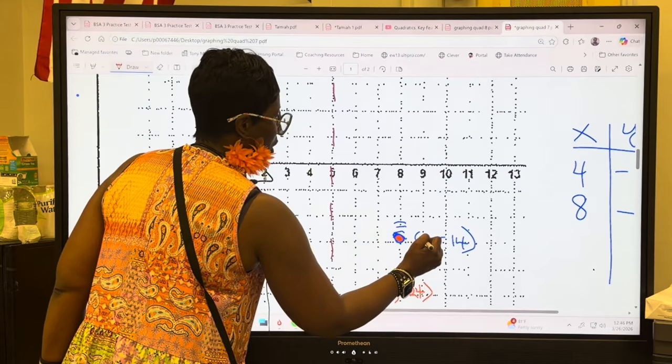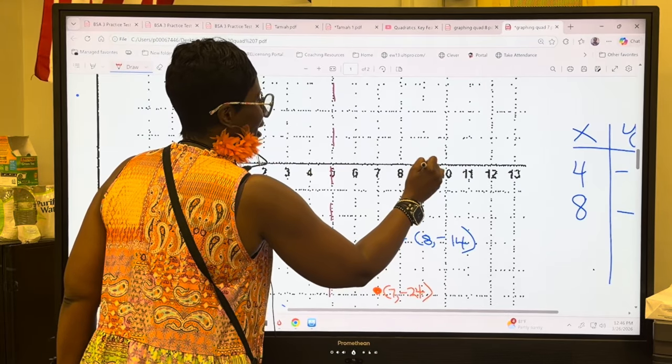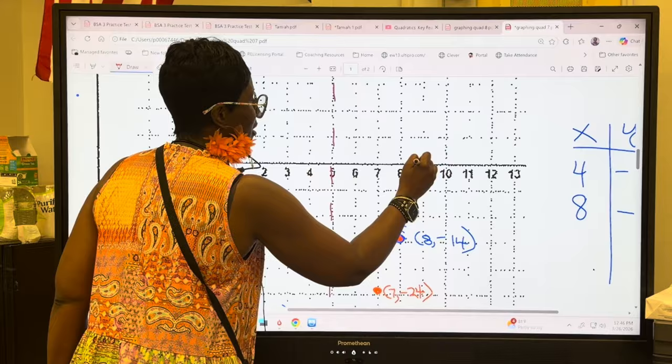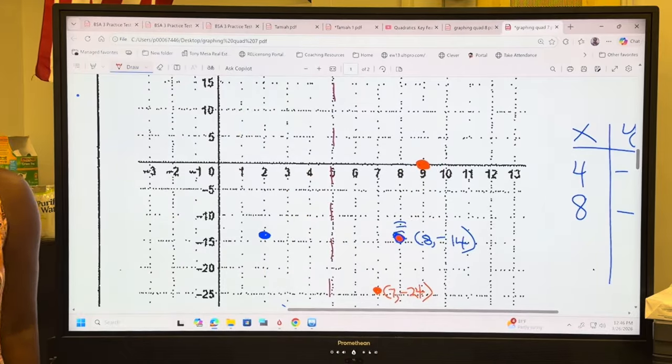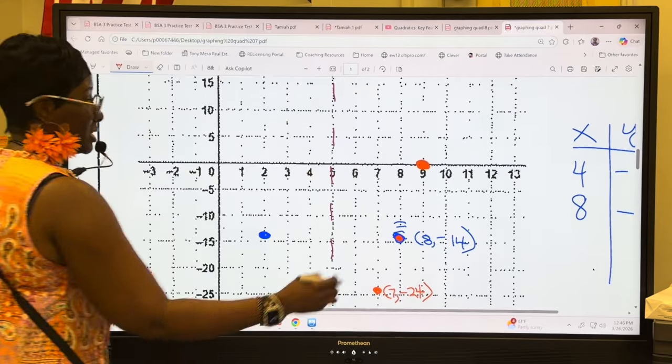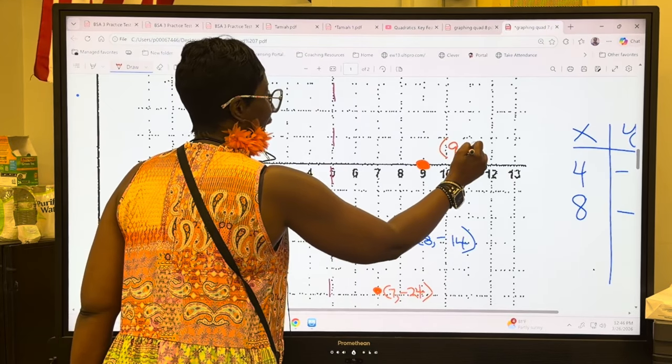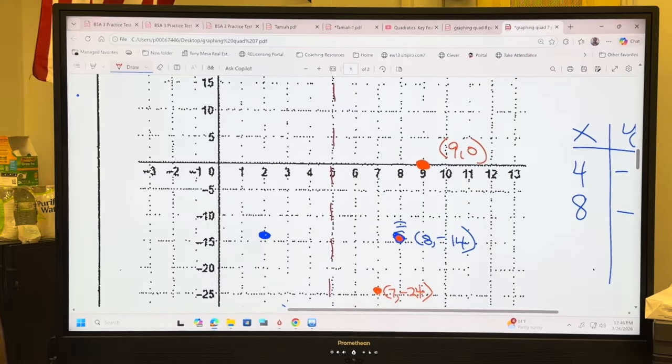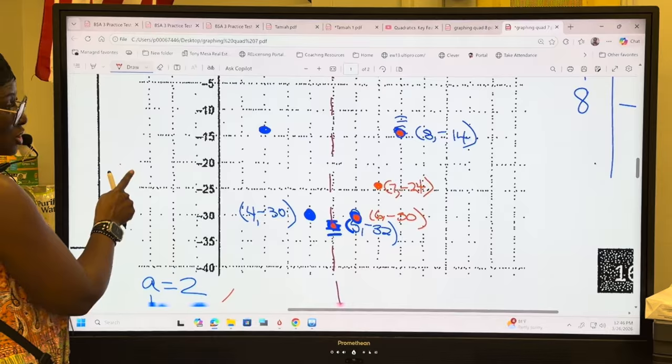So next I go right 1, and I should hit right here. Now what is this? Your solution. That is one of my solutions. Are y'all following me? So what is this ordered pair? 9, 0. Is everybody following? Yes. Now, I could just do what? I can reflect.